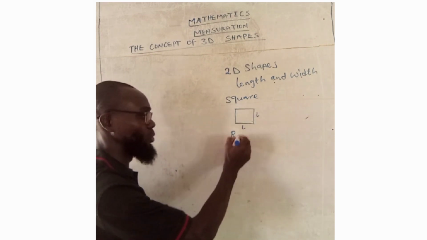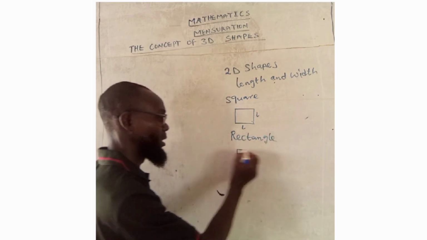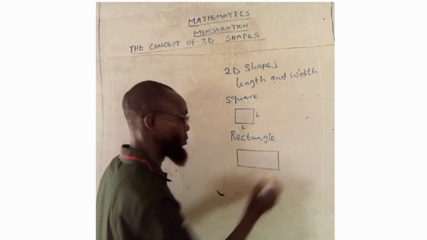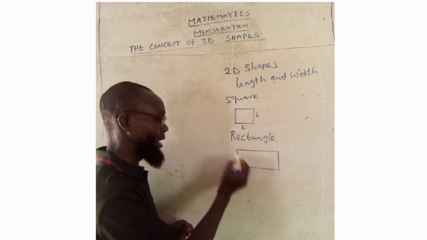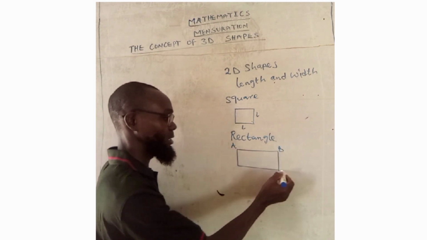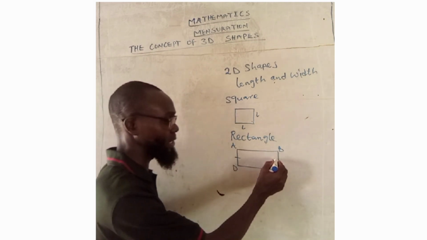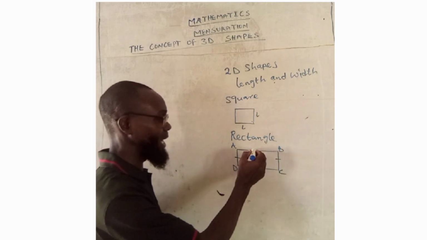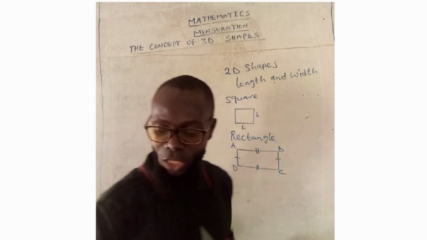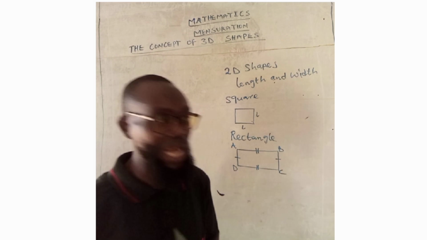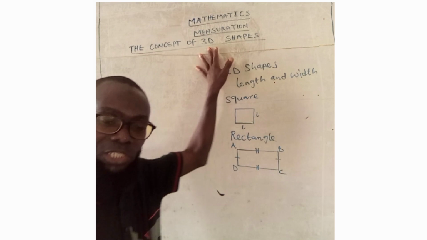Likewise, a rectangle is also made up of four parts. This is a rectangle in which two sides are equal and parallel. Let's say we have A, B, C, and D. Line AB is equal to line CD, likewise line BC is equal to line AD. These are two-dimensional shapes.